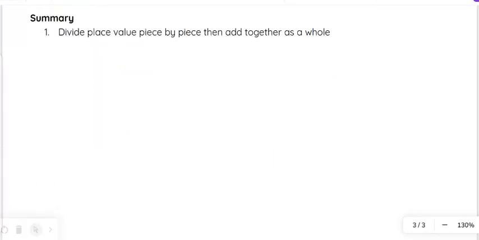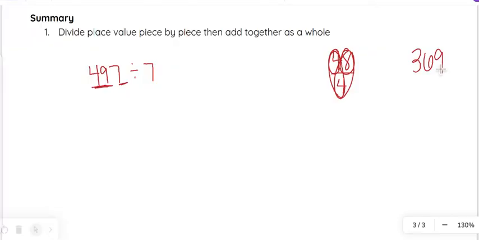So either using individual place value or even grouping together numbers to create place value pieces that are divisible by the number you're dividing by can be very helpful. Like we talked about with 497 divided by 7, for example, we broke it into 490 and 7. But we also talked about if I had something like 48 divided by 4, because 4 and 8 are individually divisible by 4, I could break it up separately. And same with, for example, 369 divided by 3. Each number was individually divisible by 3. So we divided each one by 3 to get our final answer there.